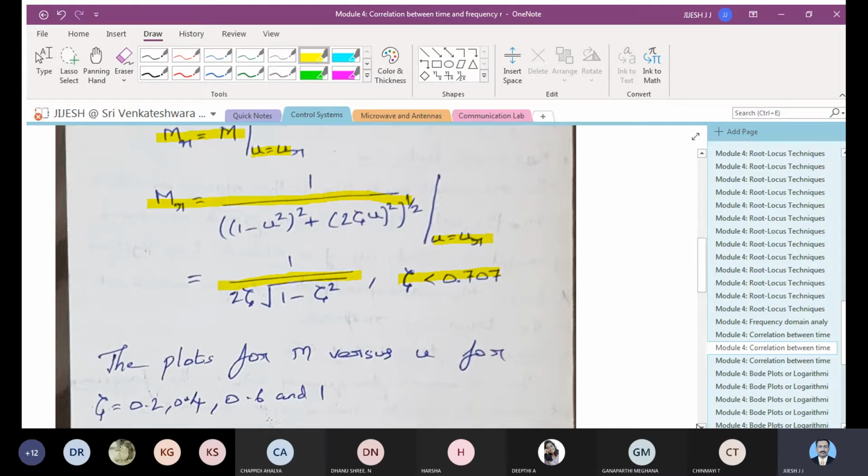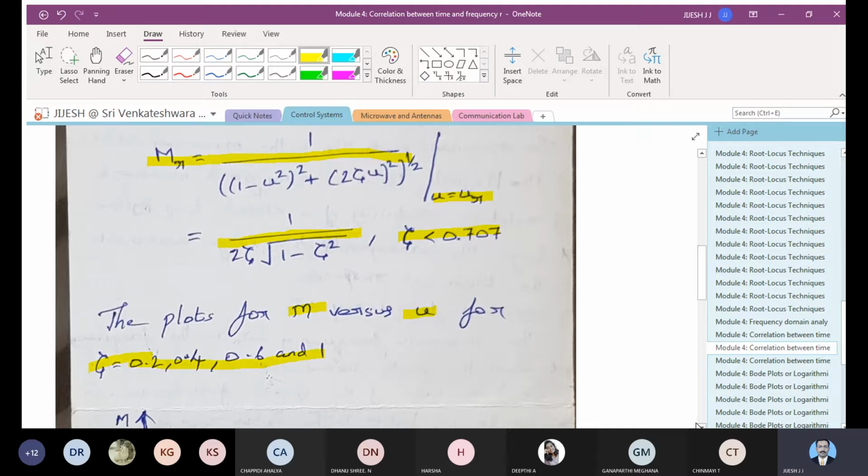Now the plot for the magnitude M versus u for the values of zeta. I am just varying the zeta value as 0.2, 0.4, 0.6 and 1. Let us see how the plot for M versus u will be. You can substitute the values of zeta as 0.2, 0.4, 0.6 and 1, and you can see how the graph will be. So we'll see that.